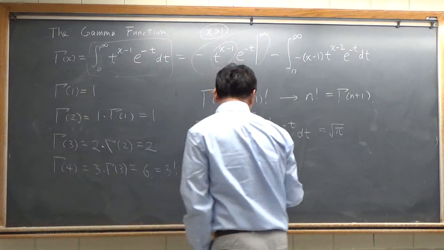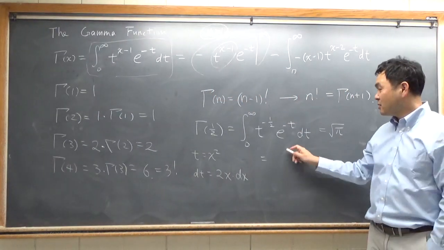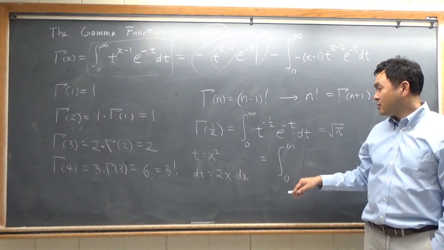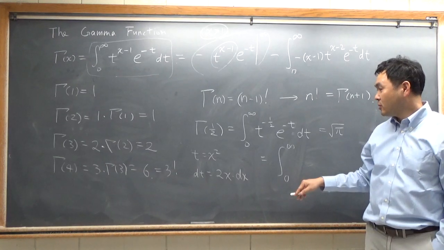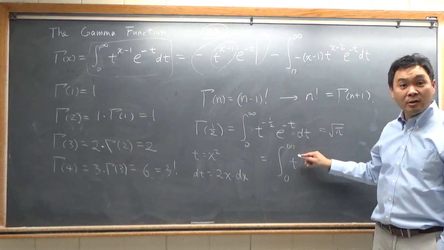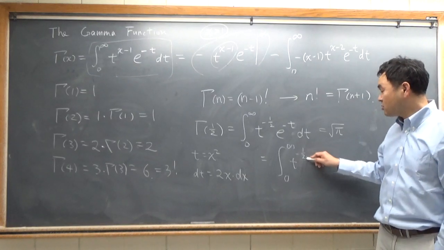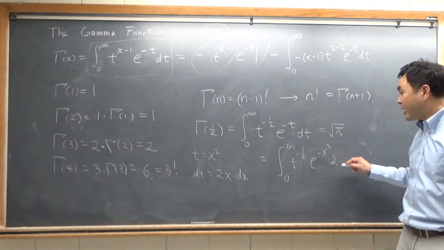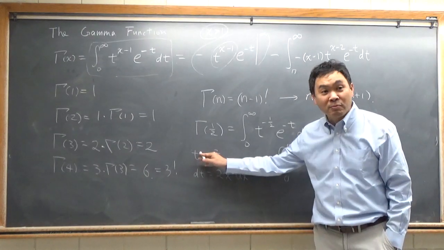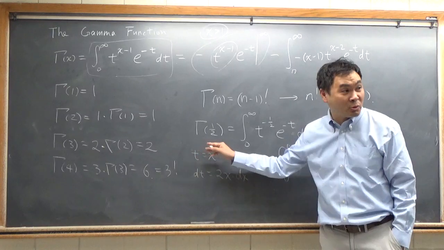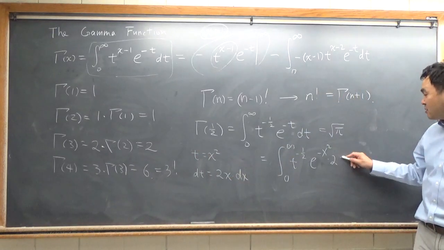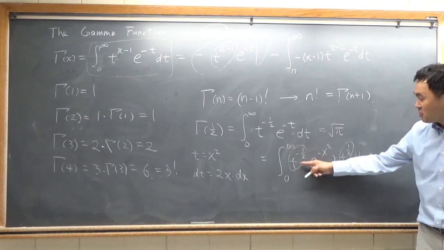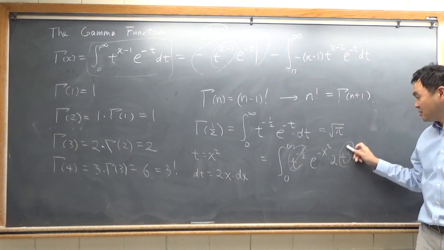So this integration is the same as the integral from 0 to infinity of t to the negative 1/2 times e to the negative x squared times 2x. But what is x? x is the 1/2 power of t, right? If you take the square root of both sides. So this would be t to the 1/2 power dt. And this is the reciprocal of this one, so they cancel. Right?